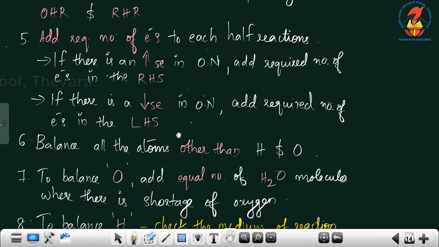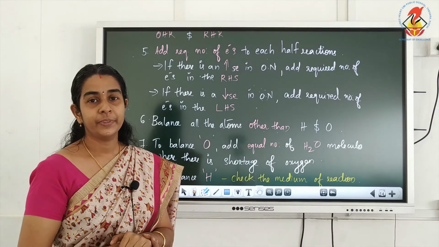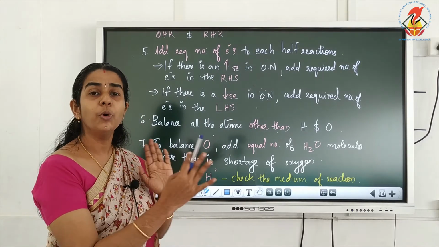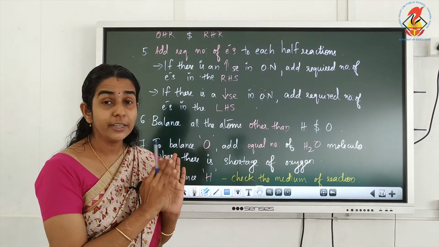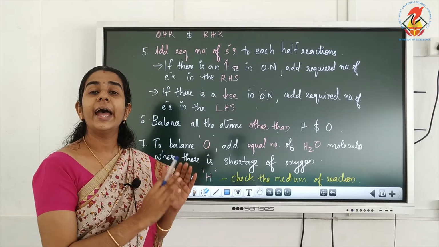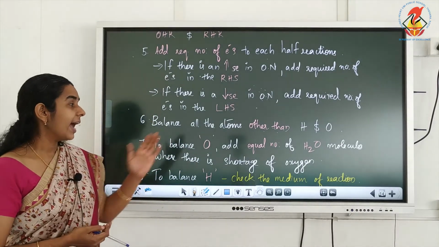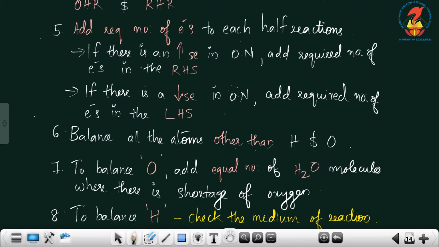Now after balancing all the atoms other than hydrogen and oxygen, the seventh step is balance oxygen. How to balance oxygen: look at the number of oxygen atoms on the left hand side of the equation and the right hand side, and compare the number of oxygen atoms on both sides. Where there is a deficiency of oxygen, if the deficiency is on the right hand side, add an equal number of water molecules on the right hand side. So to balance oxygen, add an equal number of water molecules where there is a shortage of oxygen.